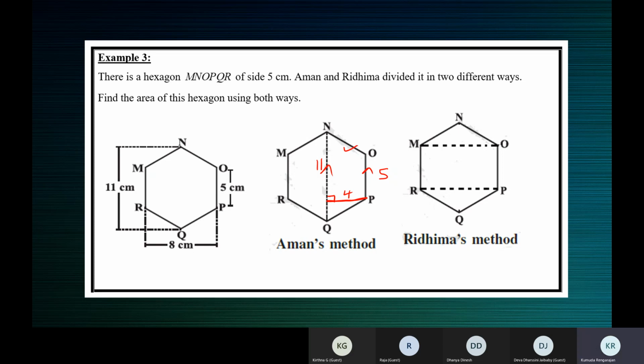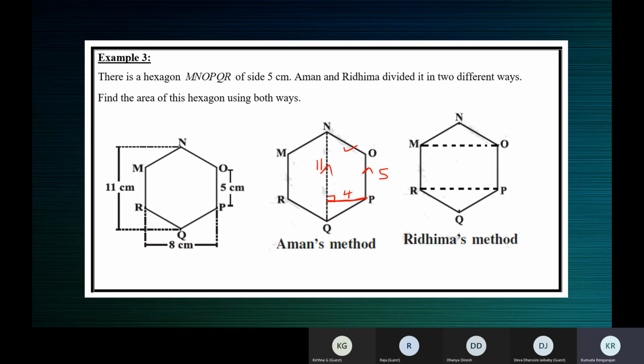So like how a quadrilateral can be divided into two triangles, similarly, here a hexagon, by joining the vertices NQ, is divided into two trapeziums, MNQR and NOPQ. What has Ridhima done? Ridhima has connected the vertices MO and RP. And this way, she has divided the hexagon into three plane figures. Aman has divided the hexagon into two plane figures, both trapezium.